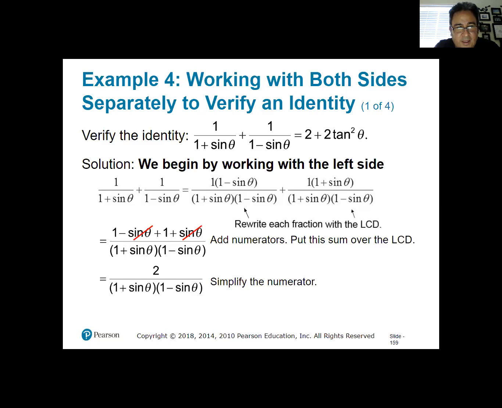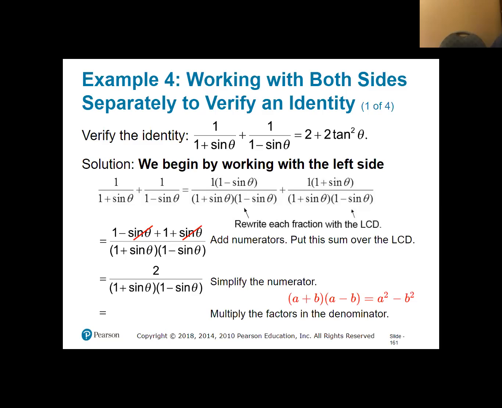And now, this is what Christina was alluding to earlier. That denominator, I can multiply it out. If you recall, a plus b times a minus b gives me a squared minus b squared, where a is 1 and b is sine of theta. So this is what she was saying earlier: 2 over 1 minus sine squared theta. That is so fun. I like that. That's a fun part. Very puzzly, very structured, very easy. So we're going to leave it there for right now.